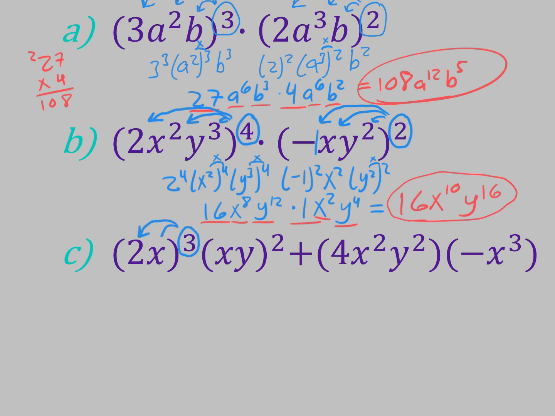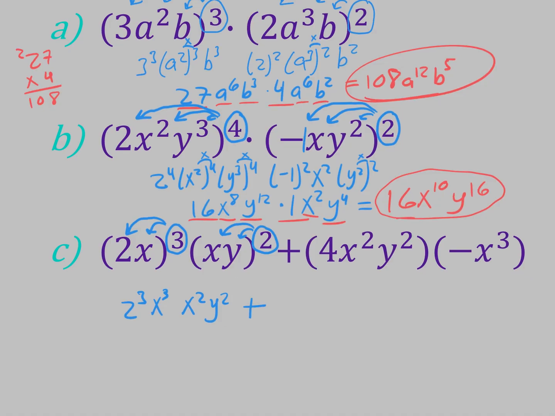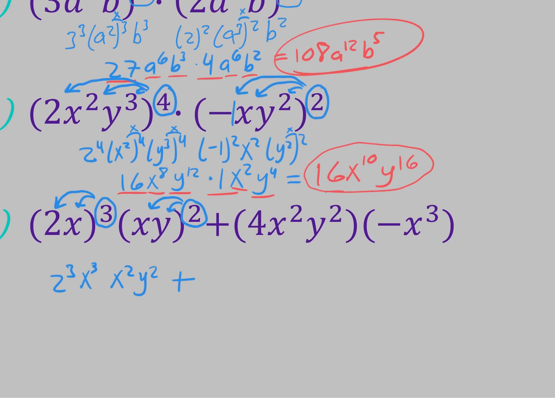I see that exponent, I'm going to distribute that to each of my factors. So this is going to be 2 to the third, x to the third. Take this 2, distribute it to both of these factors. So it's going to be x squared, y squared. Plus, there's a plus there. Do your order of operations. So it's going to be 4 times, assume that's a negative 1.